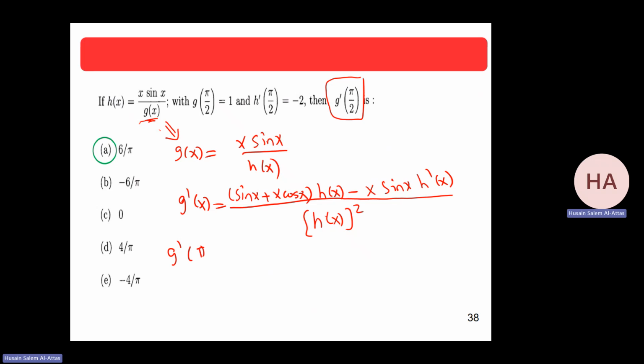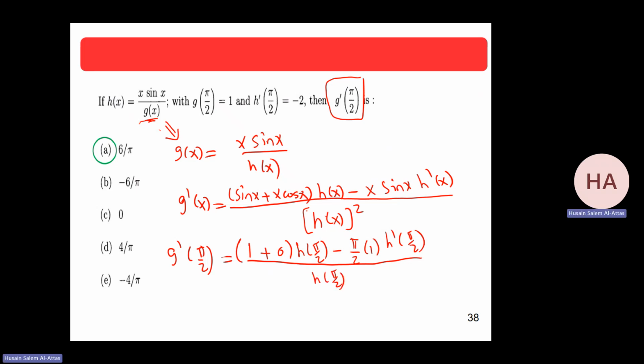I need to find g prime at pi over 2. Let me do the calculations quickly. I have 1 plus 0. So cosine pi over 2 is 0. That will be, no, not h. H at 0. Okay, h at pi over 2, sorry. H at pi over 2 minus, I have pi over 2 sine pi over 2, which is 1, times h prime at pi over 2, over h at pi over 2 whole square.